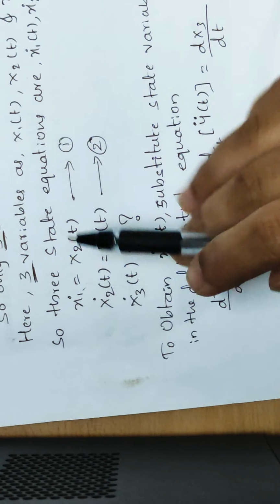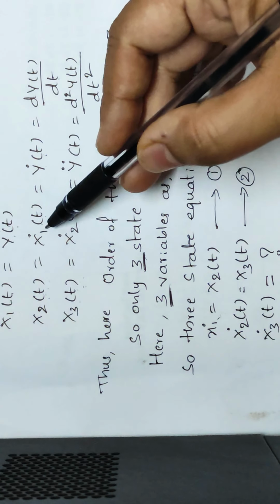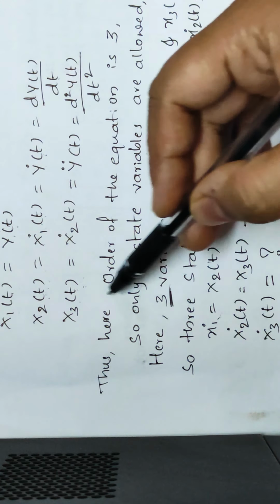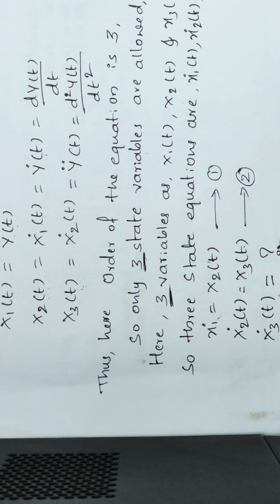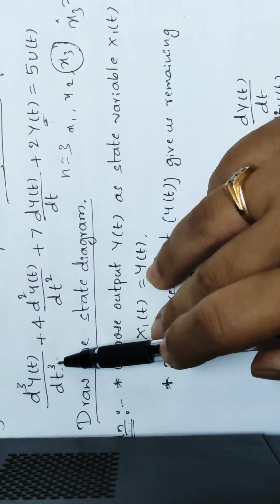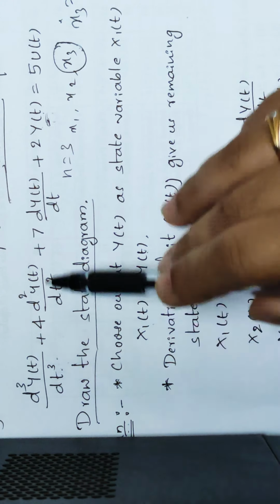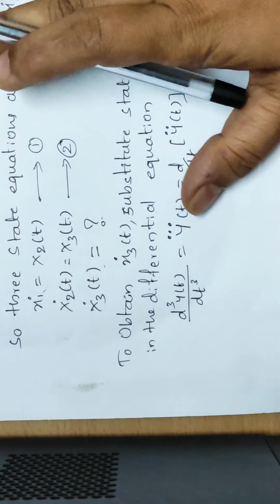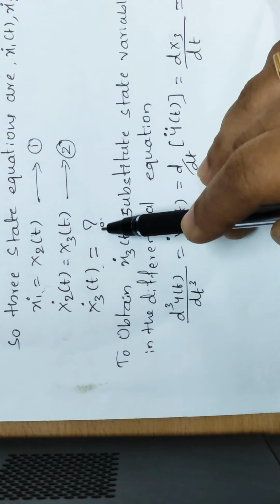See, x1 dot is equal to x2 from the equations here. x1 dot is equal to x2, x2 dot is equal to x3. Then what about x3 dot? Already at the starting only I said, right? Here order is 3, so third order variable differentiation we have to take from the given equation. So x3 dot we write from the given equation. Getting? See here, x1 dot, x2 dot, x3 dot we have to write from the equation.